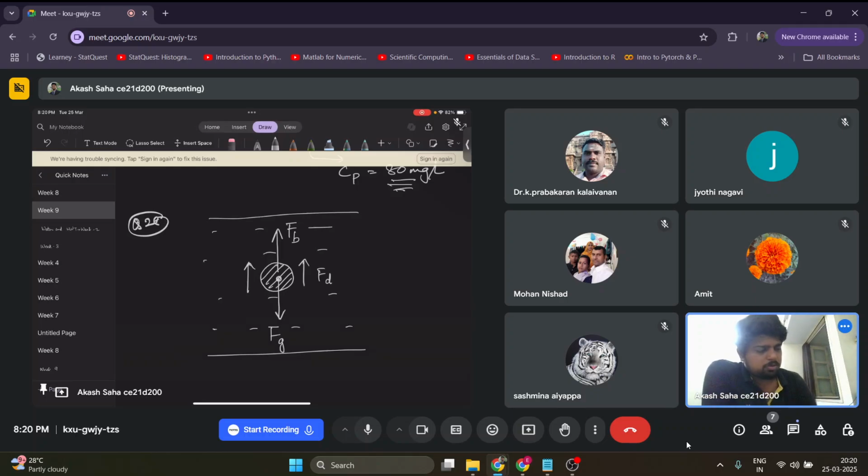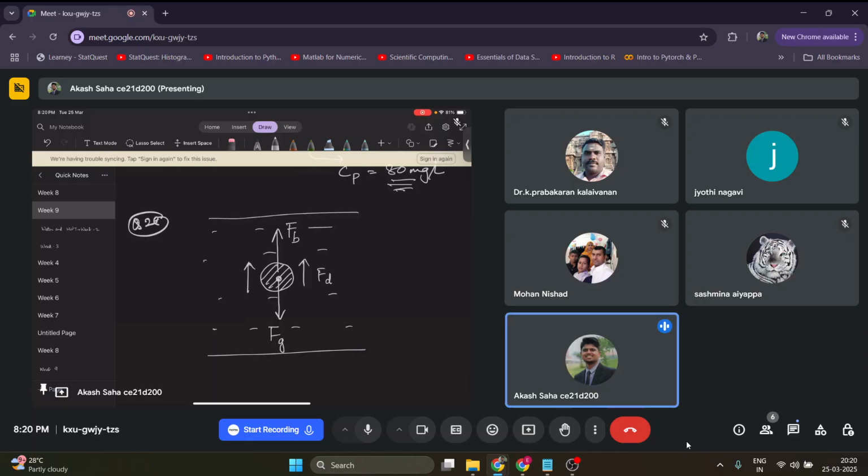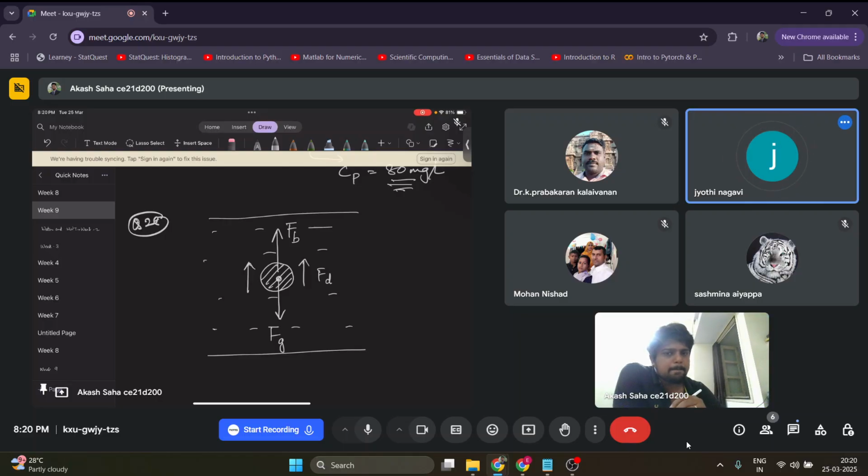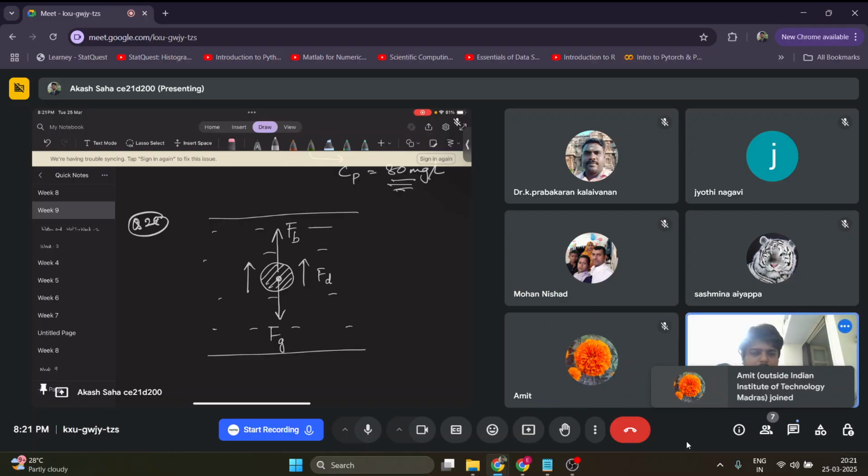So when do you think the particle will be washed out from the system? At what condition? When drag force is more than the gravity. Yeah, not only drag force, the drag plus the buoyancy force will be overcoming my gravity force. If my upward force is more than the downward force, then the particle will be washed away from the system. So that is the only thing which we have to check.